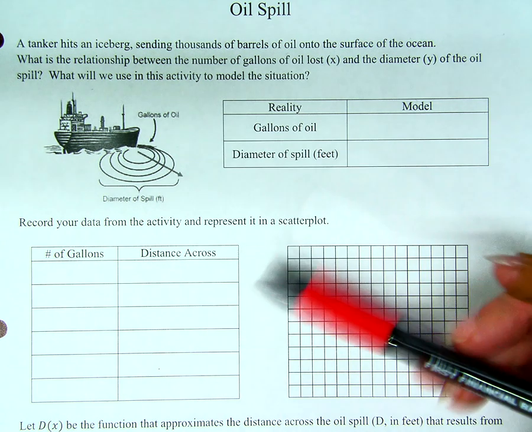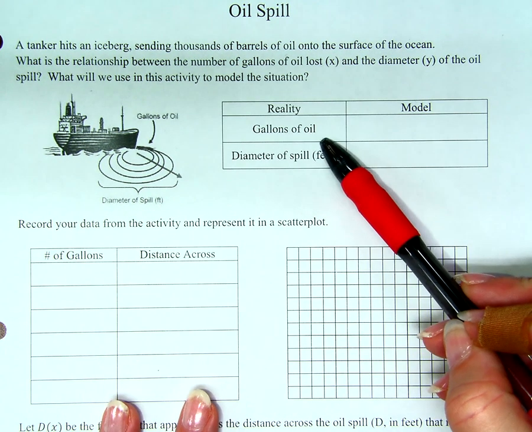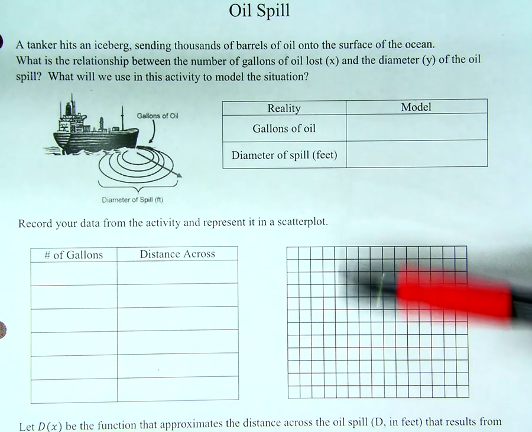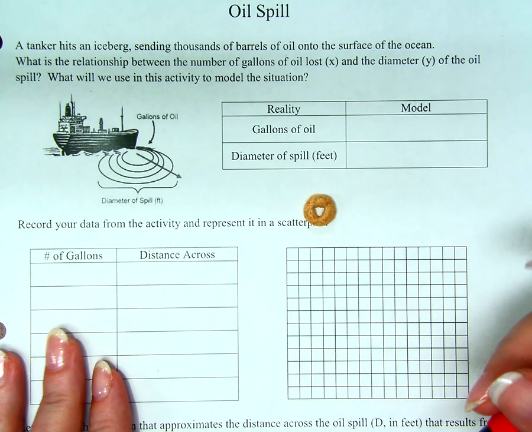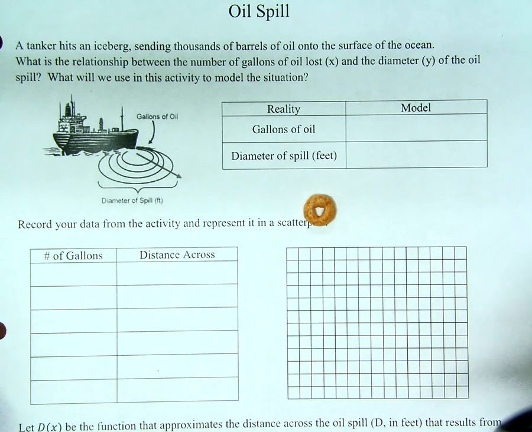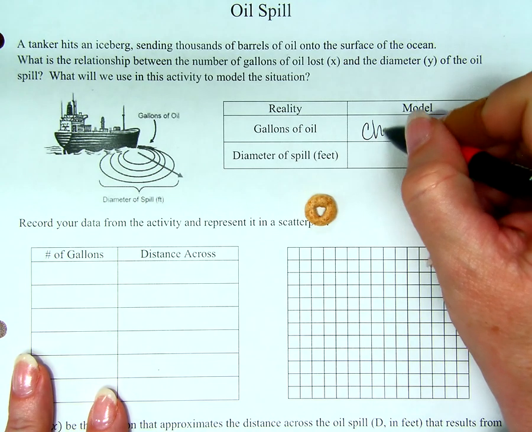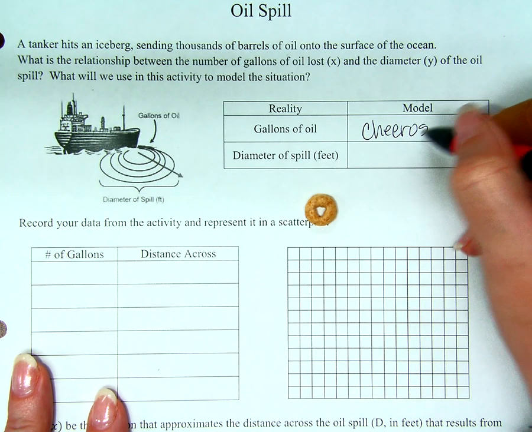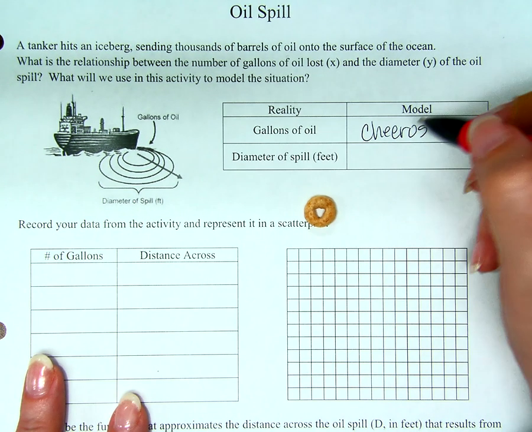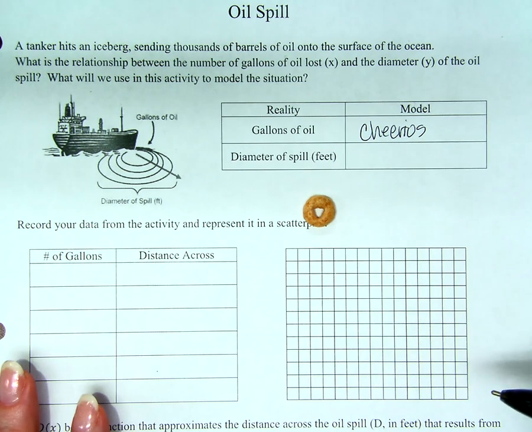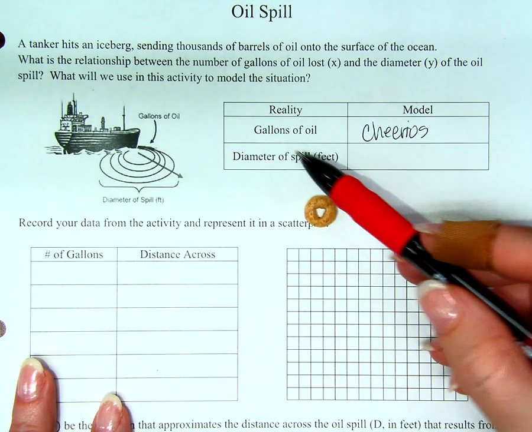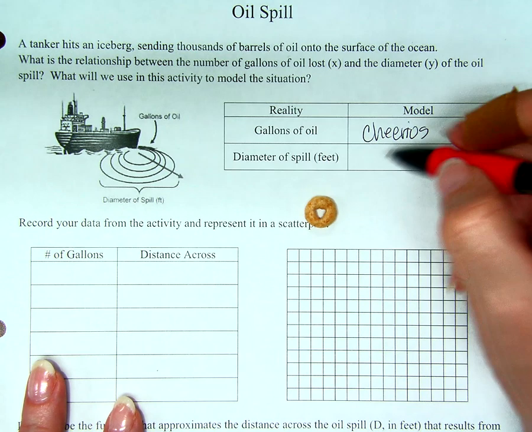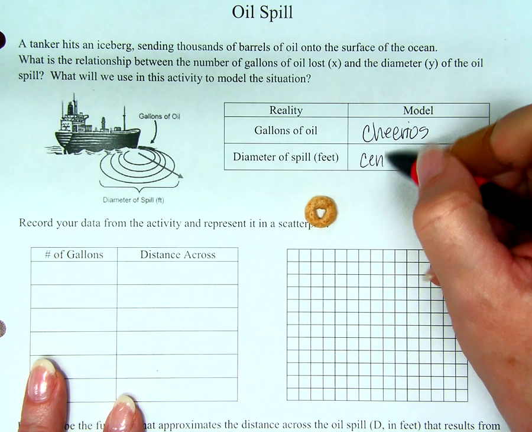So, in reality, we're talking about gallons of oil. For this particular situation, we're going to use a Cheerio. So Cheerios. There's an I after the R. Cheerios. Diameter of spill in feet. In reality, what are we going to use to model that situation? We're going to use centimeters.